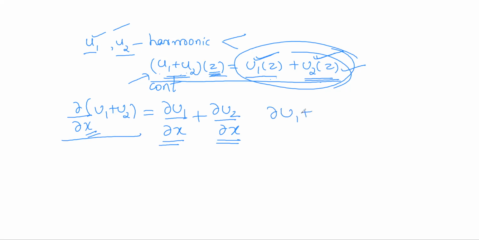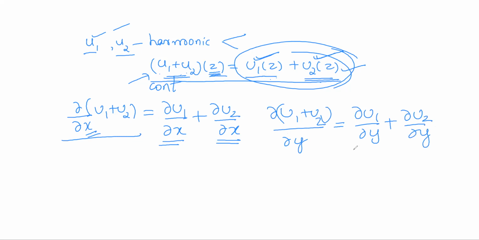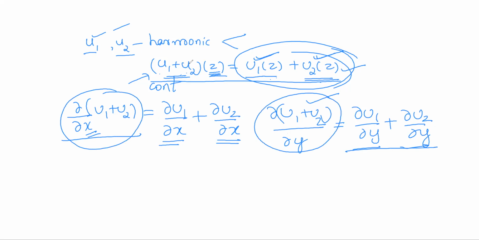Similarly, you can argue for the partial derivative of the function with respect to y. So it will be dou U1 by dou y plus dou U2 by dou y. As the right hand side is the sum of two continuous functions, this will be continuous. So what it means? The first order partial derivatives of U1 plus U2 are continuous. Similarly, you can argue for the second order partial derivatives.